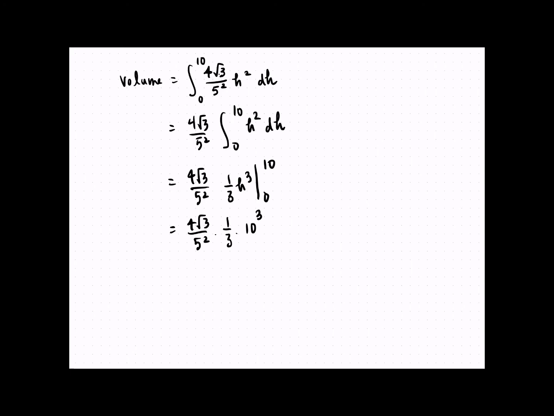So there we go. And how does this simplify? Well, 10 to the third is 1,000. 5 squared is 25. So 25 goes into 1,000 40 times. So we have 160 root 3 over 3 units cubed. And there's my volume. Ta-da! Easy, right? See you soon.